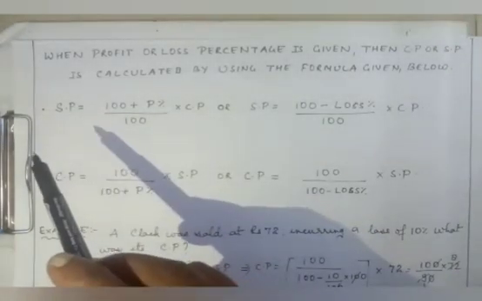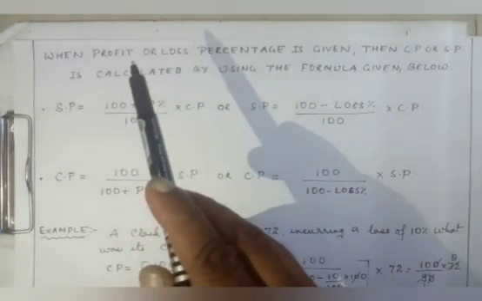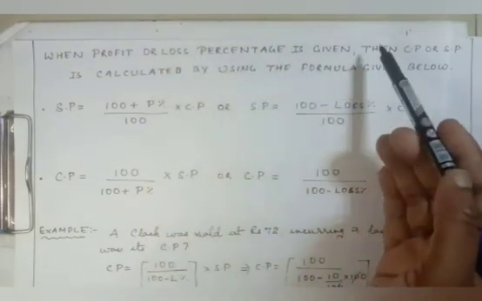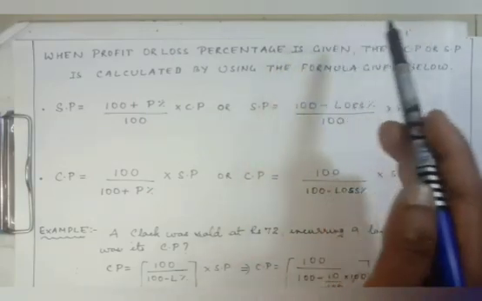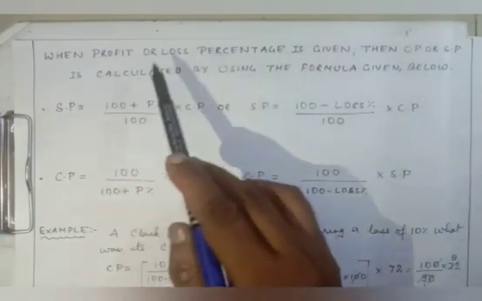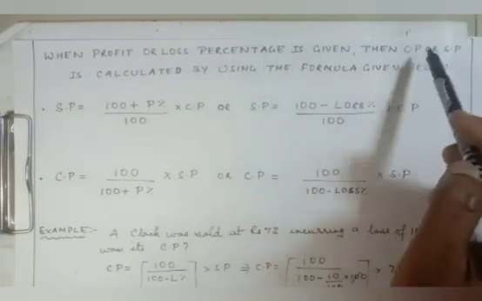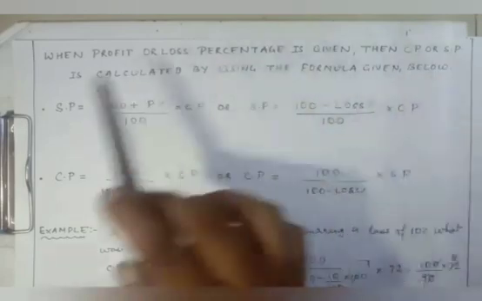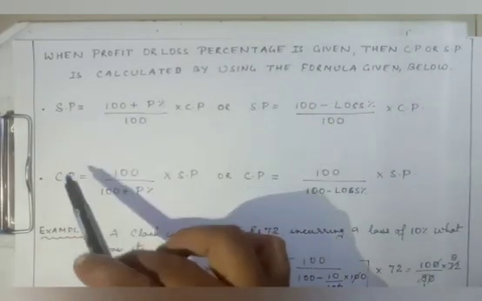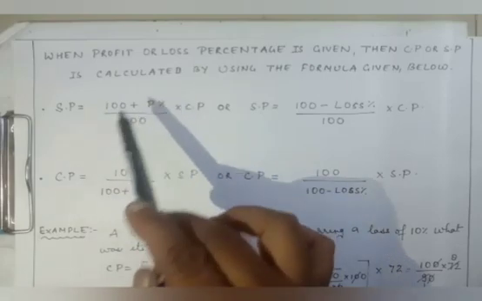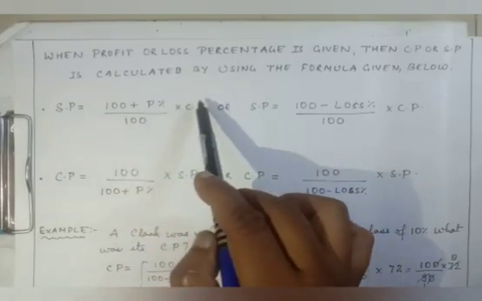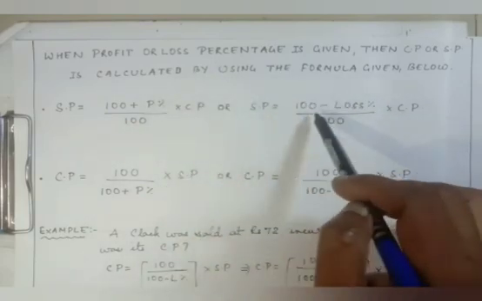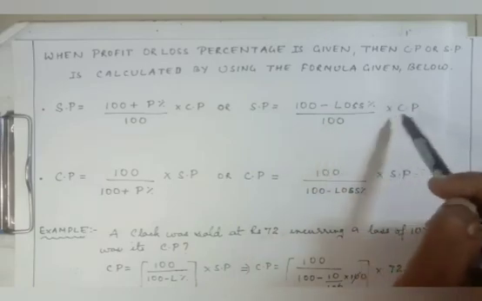Let us see some of the important formulas according to the condition that when profit or loss percent is given to you, or either CP or SP is given to you, and one you have to find out. So when profit or loss percent is given, then CP or SP is calculated by using the formula given below. You can see selling price is equal to 1 plus profit percent upon 100 into CP, or when loss percent is given, the formula will be different, that is 100 minus loss percent upon 100 into CP.